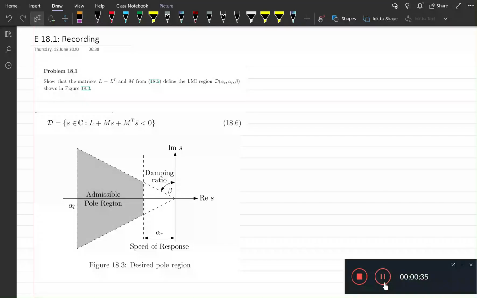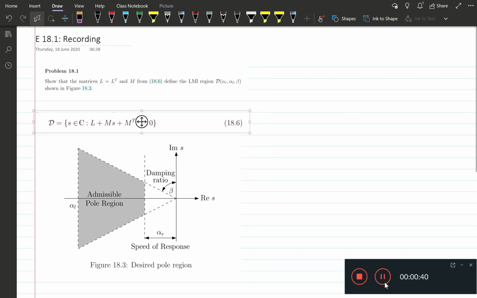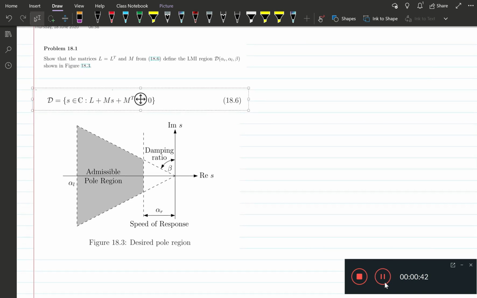So let's have a look at exercise problem 18.1. Now in this problem we have to show that we can represent this shaded region in the complex plane by a linear matrix inequality of this form 18.6.